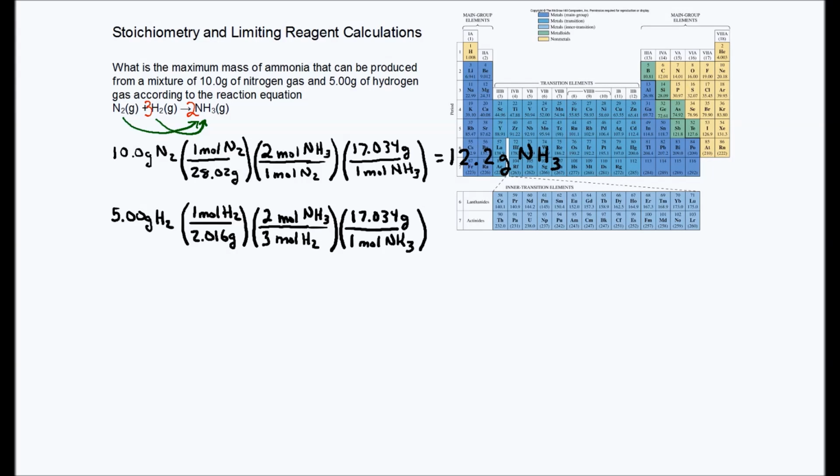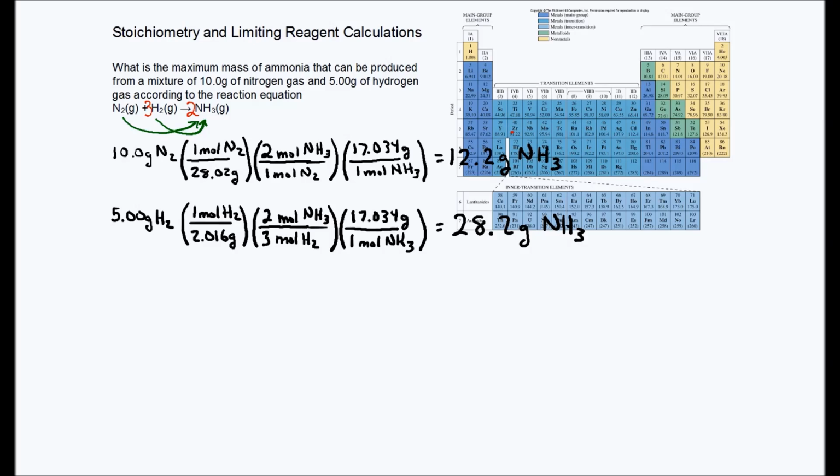grams. I can do this math, so 5 times 1 divided by 2.016 times 2 divided by 3 times 17.034. Doing that, I find out that this amount of hydrogen could produce 28.2 grams of NH3. So what this is saying is that if 10 grams of nitrogen totally reacted according to this reaction, it could make 12.2 grams of ammonia. If 5 grams of hydrogen totally reacted, it could make 28.2 grams of ammonia.